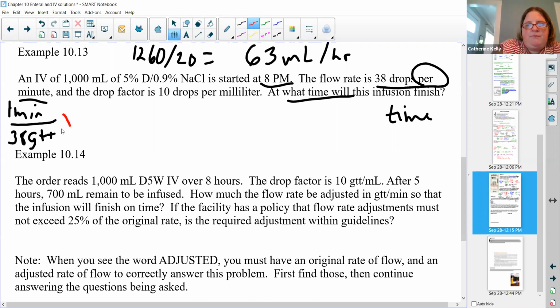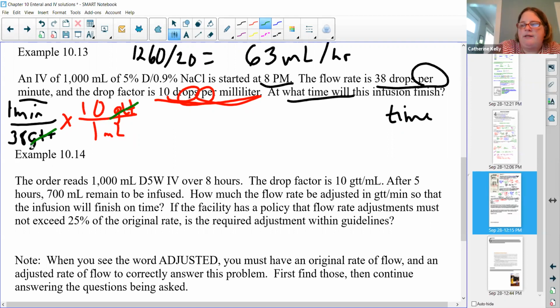Then I need to keep minutes, so I'm going to say times with GTT on top. And the GTT, now I need drops. So I go look at my problem again, and it says the drop factor is 10 drops per milliliter. So I have 10 drops per milliliter. When I cancel out my drops, I'm left with minutes over milliliters, but that's not cool because I just need a time. So I need to times this with something with milliliters on top. And here I have 1,000 milliliters.